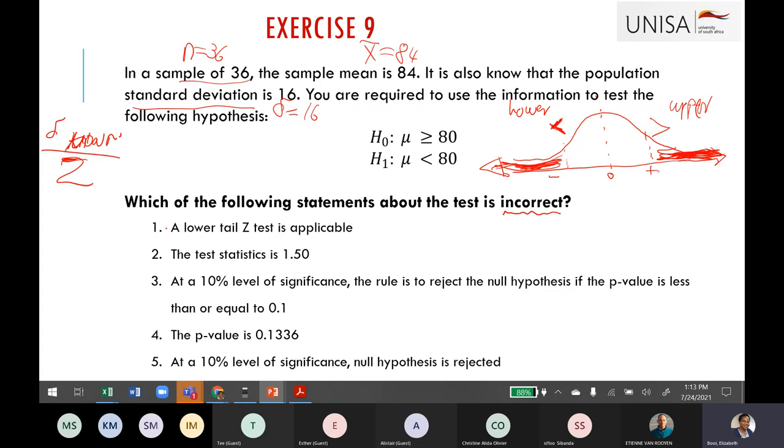So the question here is asking, based on this information, is this the lower or upper Z test? That's a question that I'm asking you guys. It's the lower tail, so therefore that will be correct.